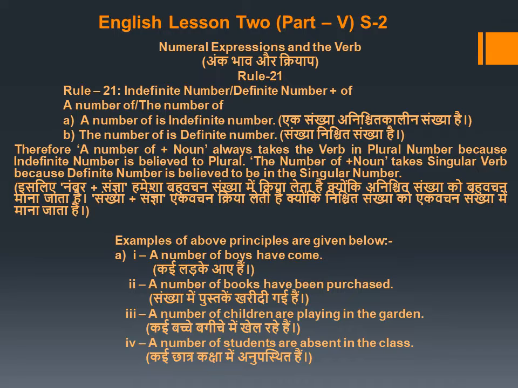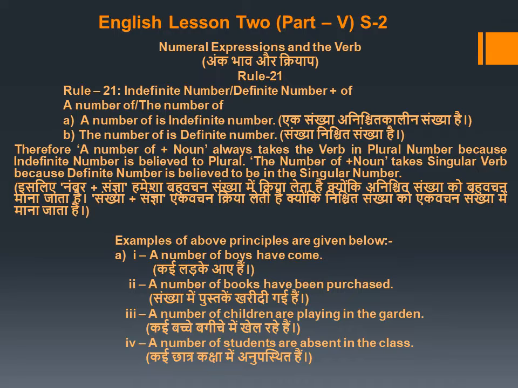Rule 21: indefinite number / definite number. A: Use of "a number of". B: "The number of". A number of is an indefinite number. The number of is a definite number. Therefore, a number of plus noun always takes the verb in plural number because indefinite number is believed to be plural. The number of plus noun takes a singular verb because definite number is believed to be singular. Here are examples for rule 21 for you all.